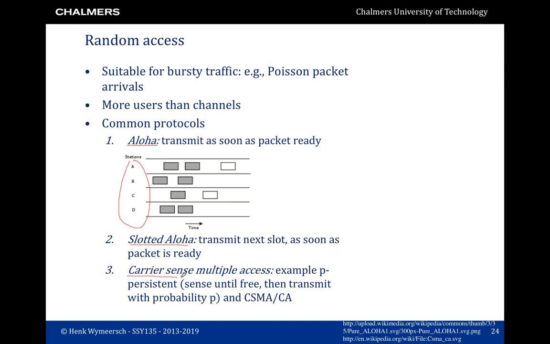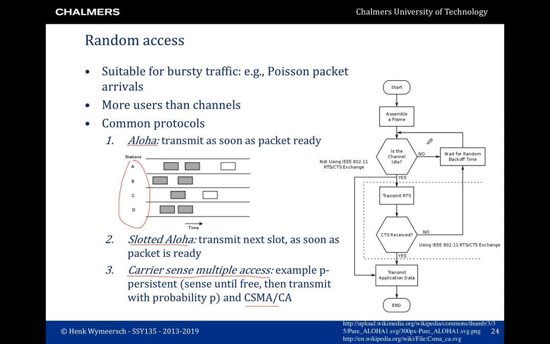A more powerful variation is carrier sense multiple access. For instance, the p-persistent algorithm. Here, a user, when it has something to transmit, it will sense the channel. So it will listen to the channel. If the channel is occupied, it will wait. If the channel is free, then it will transmit with some probability p. There is also a variation called CSMA-CA, which is carrier sense multiple access with collision avoidance.